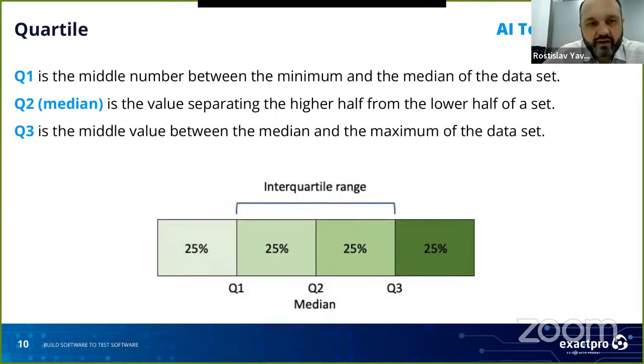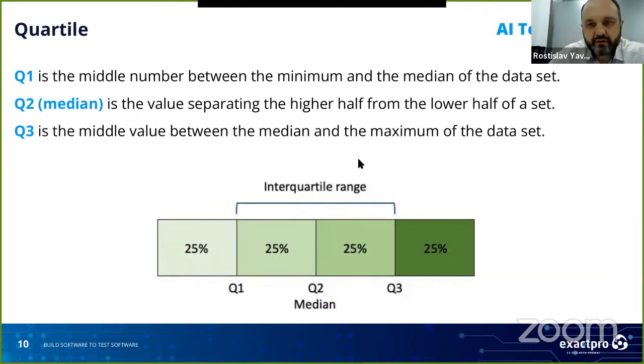So again, still a very simple but very powerful definition from statistics, the definition of quartile. There are 3 quartiles for every data set, and here is a more informal definition. Q2, which is the second quartile, is already known to everyone as the median. So it's the value separating the higher half from the lower half of the set. Then you find the median inside the lower half, and it's called the first quartile. So it's the middle number between the minimum and the median of the data set. And similarly, the third quartile is the middle value between the median and the maximum of the data set.